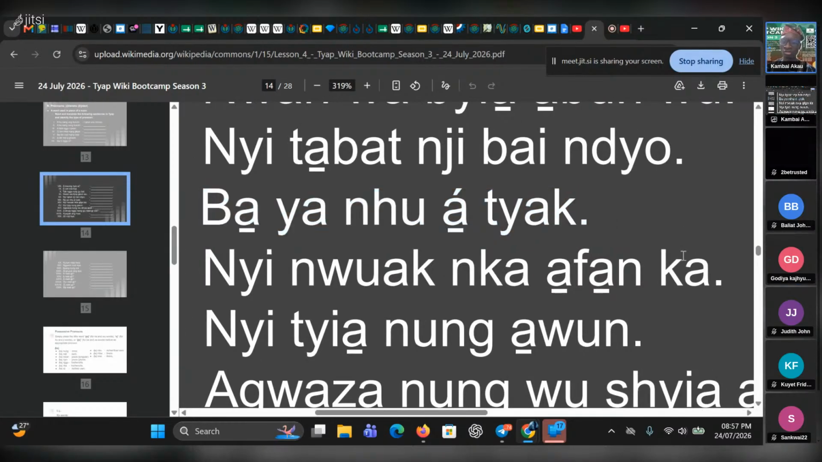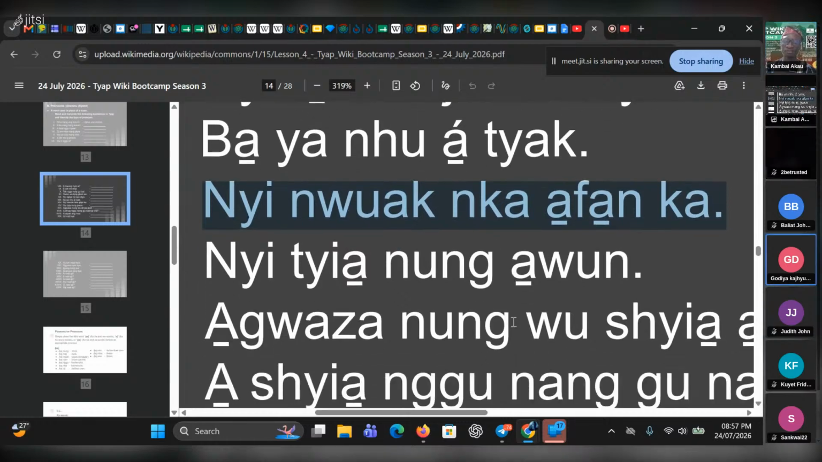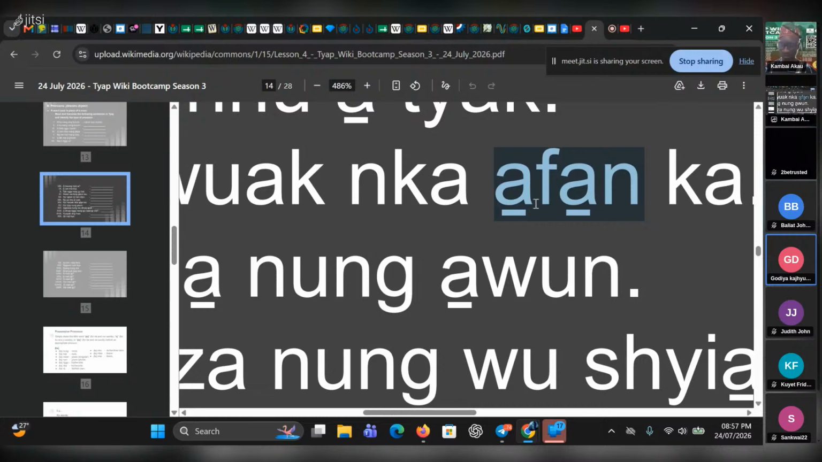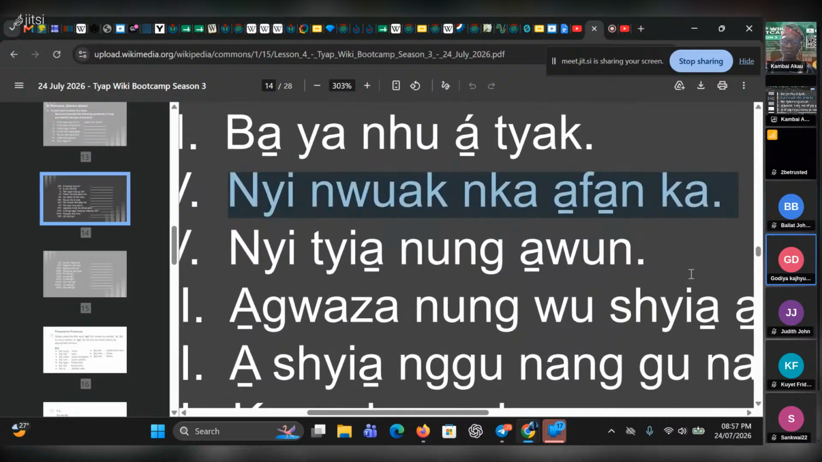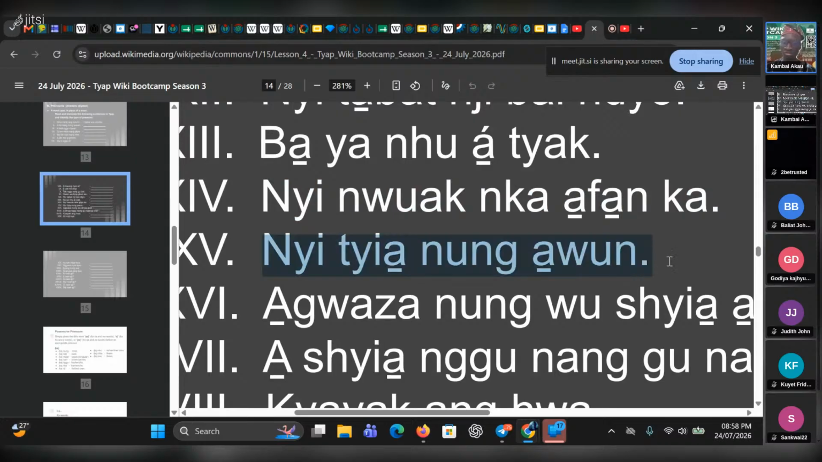Okay, so what about this very sentence? The next one. Yeah, this very highlighted one. Nyinwaka afanka. Okay, what does that? No, pronounce it again. Say it again. Nyinwaka afanka. Okay, say only this word. Afang. Say it again. Afan. Okay, so give us the English meaning of this very sentence. Nyinwaka afanka means give her or him the fish.